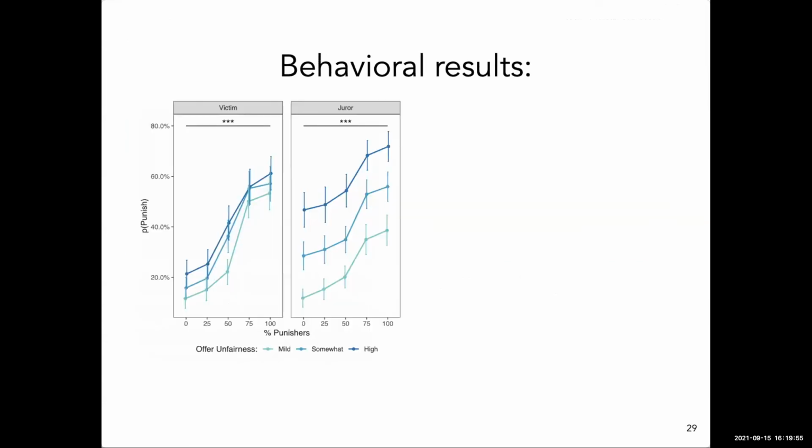Okay, and so you can see here that the behavioral results are about in line with what we expected. As the percentage of the group that favors punishment increases, so does your own rate of choosing a punitive option. Interestingly, it seems that when you're a victim, you don't actually distinguish all that much between different levels of fairness violation. All of these things seem equally bad to you. Whereas when you're a juror, the more unfair the offer, the more punishing you're going to do. It's as if you're tapering your response depending on how unfair the offer was, or how severe the norm violation was.